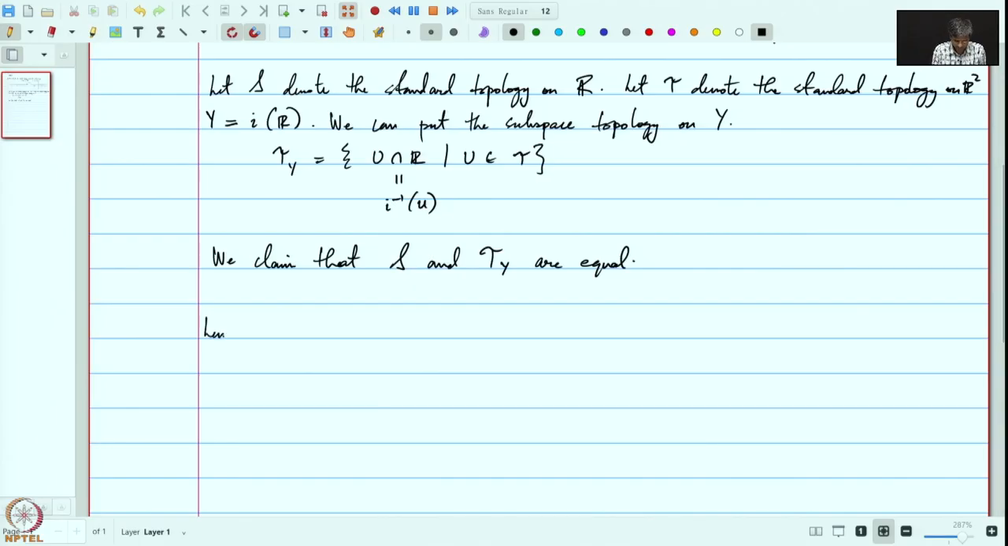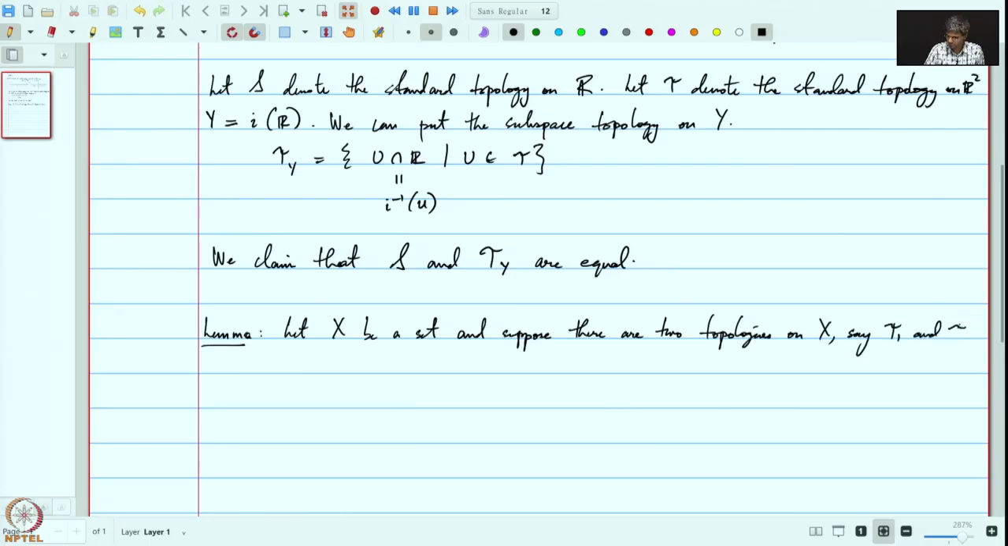So lemma. Let X be a set, and suppose there are two topologies on X, say tau 1 and tau 2. Let Bi be a basis for tau i, i equal to 1, 2. So we are given two topologies on X, exactly as in this previous example. We have two topologies: S, which is the standard topology, and tau Y, which is coming as the subspace topology from the standard topology on R2. And we have B1 is a basis for tau 1 and B2 is a basis for tau 2.